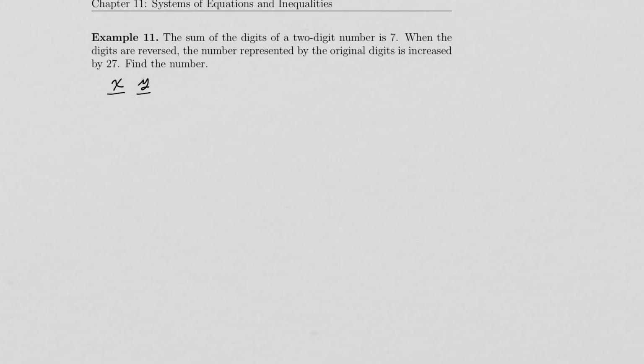And the first equation is easy. It just says the sum of the 2 digits, so x plus y, has to equal 7. Okay? But what is the number represented by the original, like what's the value represented by the original number?